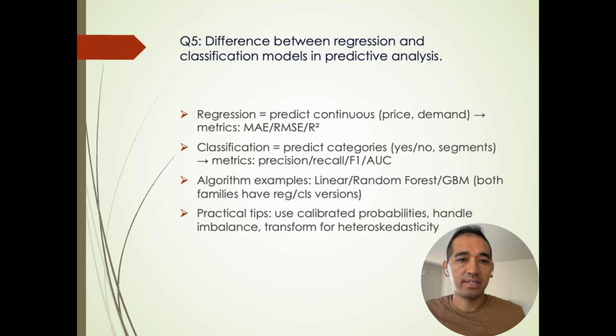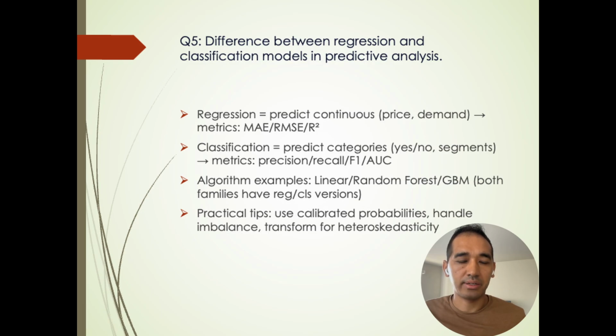Question 5. Difference between regression and classification models. When to use which? The main difference between regression and classification is the type of target we are trying to predict. Regression is used when the outcome is a continuous number, like a house price or monthly sales. Classification, on the other hand, predicts categories such as whether a customer will leave or not, or whether a transaction is fraud or not.